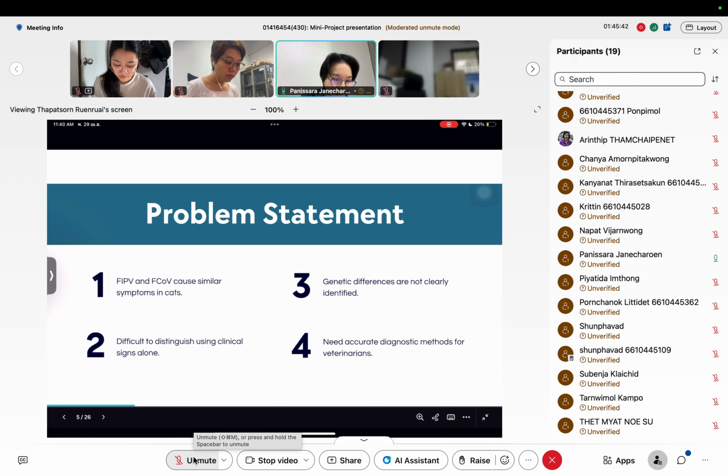The problem statement: first, FIPV and FCoV cause similar symptoms in cats. Second, they are difficult to distinguish using clinical signs alone. Third, genetic differences are not clearly identified. And fourth, there is a need for an accurate diagnostic method for veterinarians.